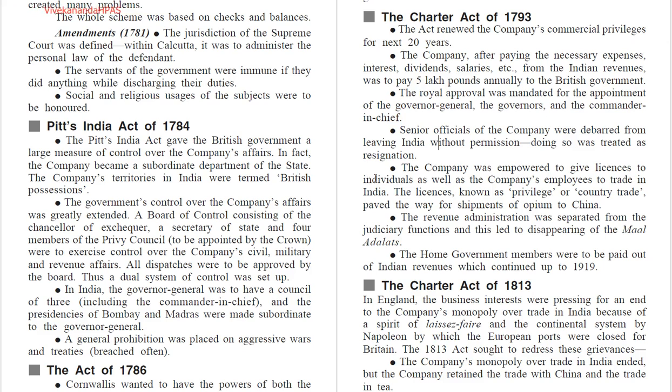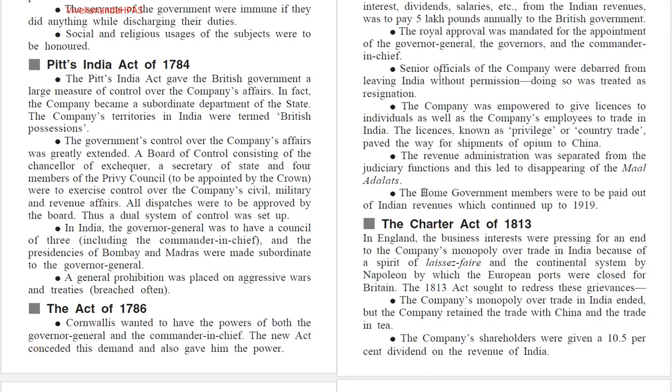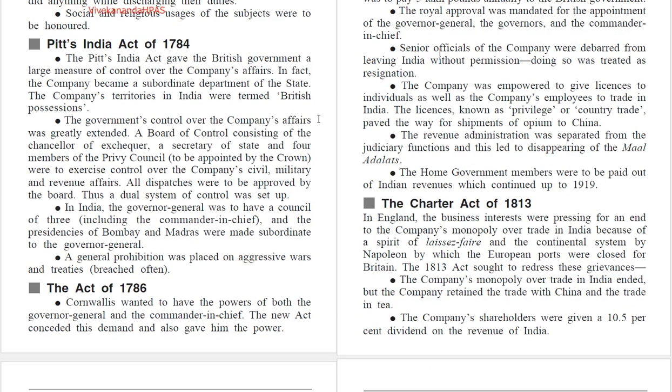Okay. Commercial अभी भी किसके पास है? कंपनी के पास. Okay. Company was empowered to give licenses to the individual. Now company was allowed that individual you can give licenses on your own, and the privileges of the country trade paved the way for the shipment of opium to China. ठीक है, इसके बारे में बाद में पढ़ेंगे. Opium wars were also fought with China. So just remember that this allowed the East India Company to send some of the product to China also.